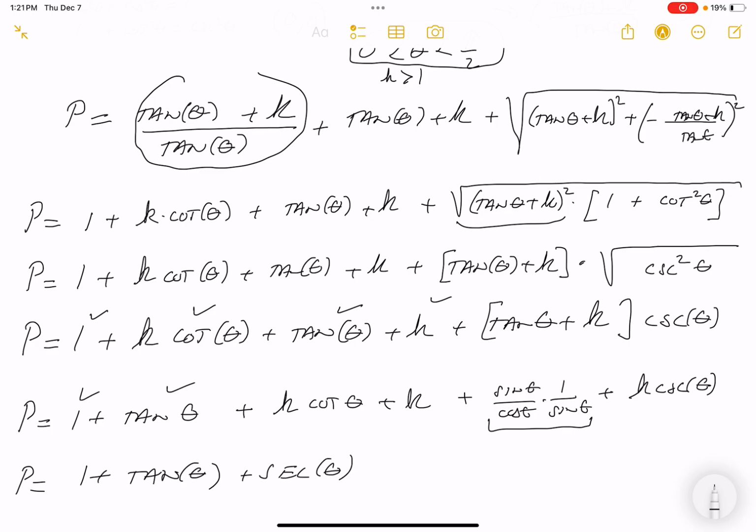I'll clip these off for you as I'm doing it. And then I see this k. I'll write this down. I'm going to factor it out because I see they did that. So I'll say k, and then I'll say 1, and then I'll say cotangent, and then I will say cosecant.